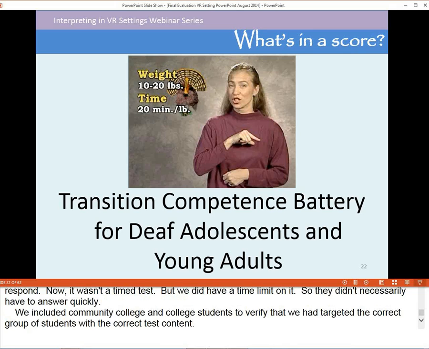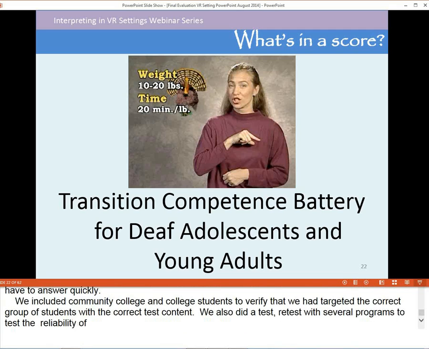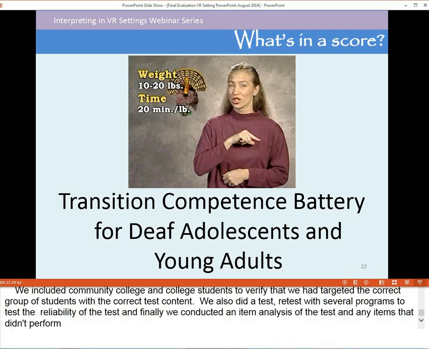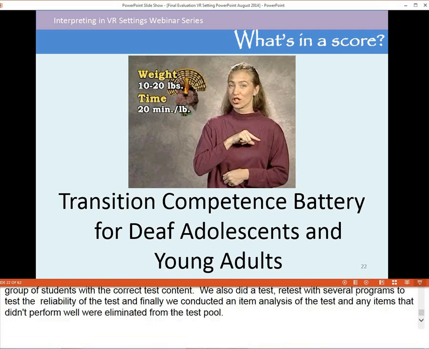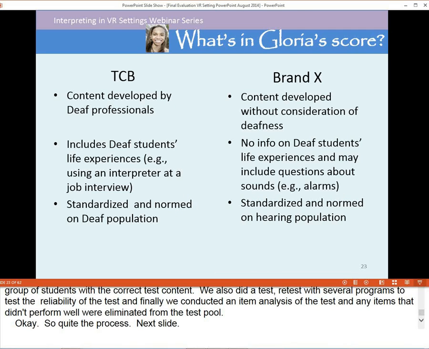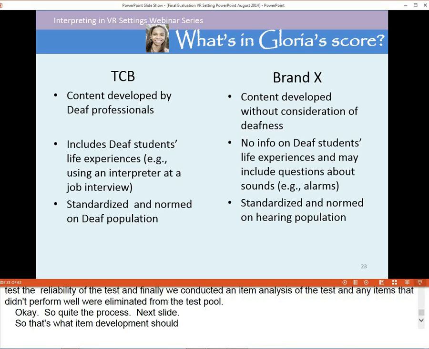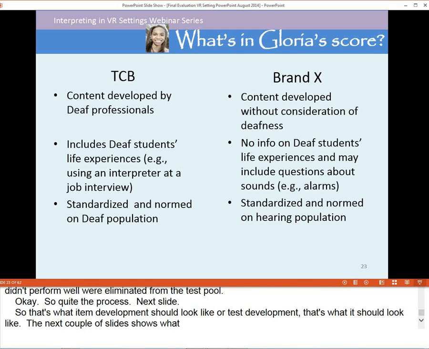We also did a retest with several programs to test the reliability of the test, and finally we conducted an item analysis of the test, and any items that didn't perform well were eliminated from the test pool. Okay, so quite the process. Next slide. So that's what item development should look like, or test development. That's what it should look like. The next couple of slides show what these efforts yielded.